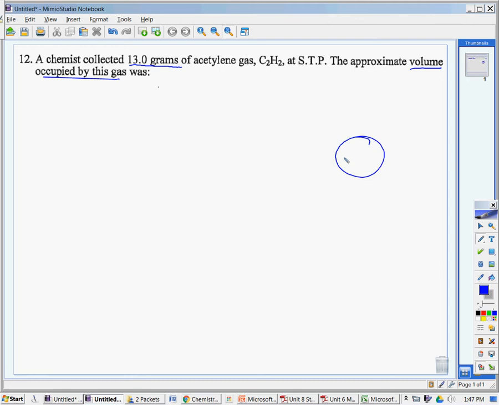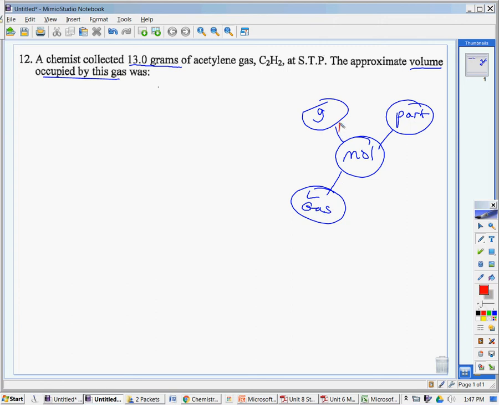I'm going to make a really simple one here. Moles, grams, particles, liters of a gas, and then the connections between these things. This one's molar mass, so I'm writing mm for molar mass. This is Avogadro's number, 6.02 times 10 to the 23rd, so I'm writing A for Avogadro's number. And then this is 22.4 liters, which is the molar volume.